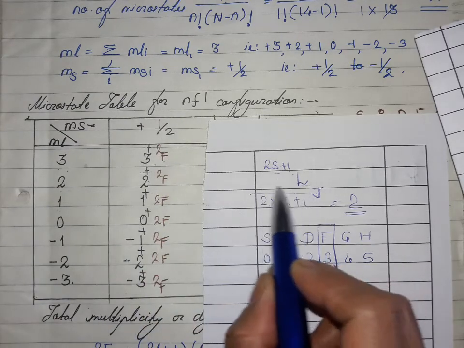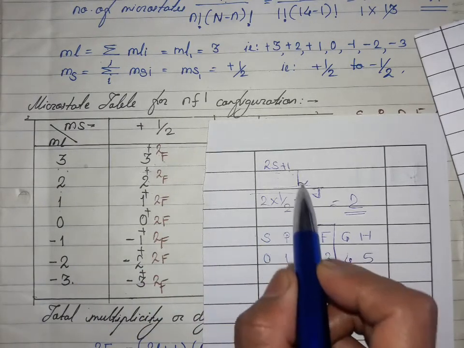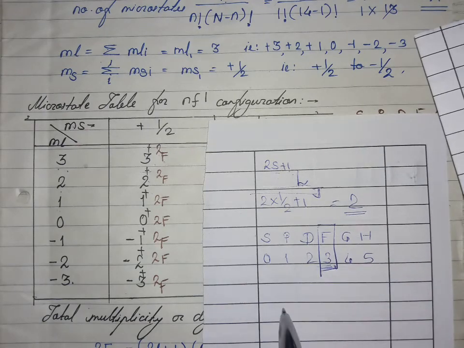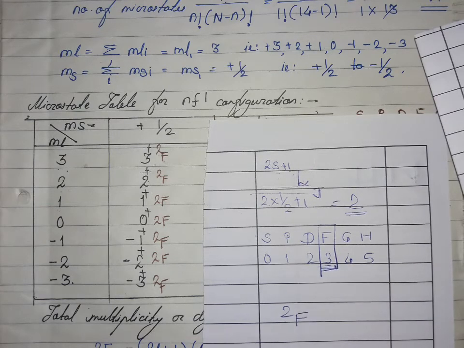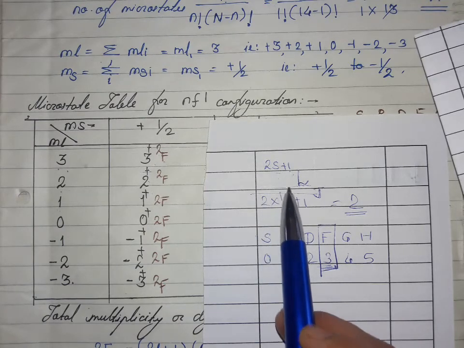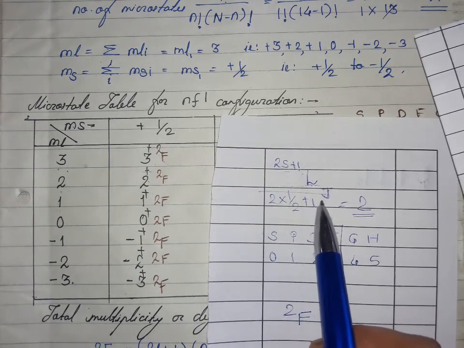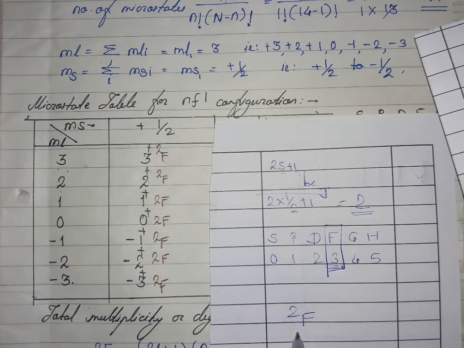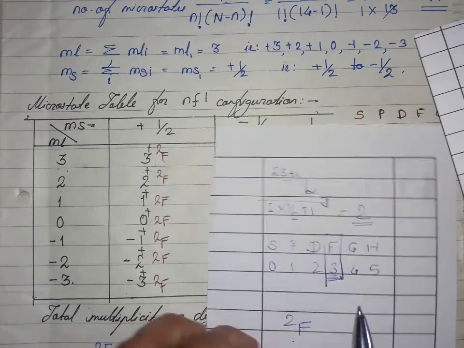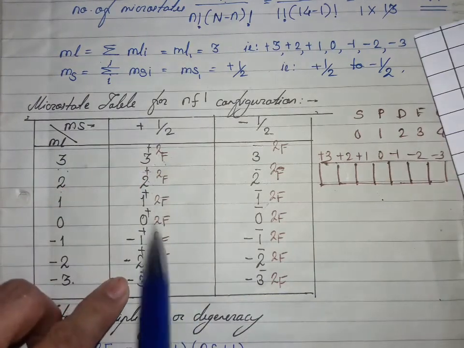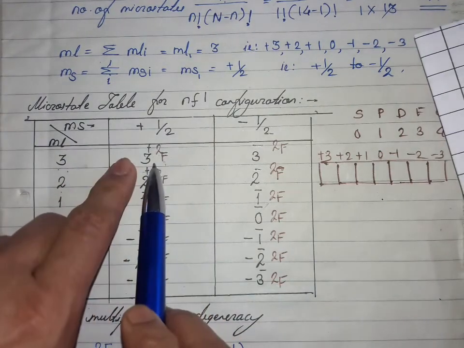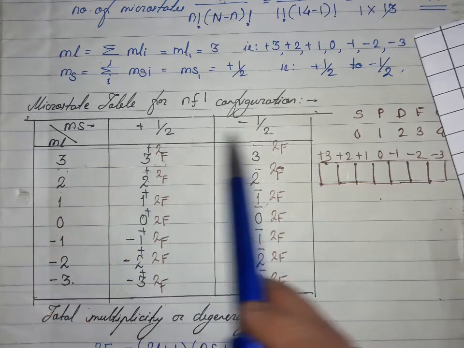So just write down term symbols, that is 2S plus 1 L. 2S plus 1 is doublet, and the L value for 3 is the F term. So it is doublet F. By using this 2S plus 1 L and J formula, we can calculate the ground state term. So write down the term, then put that term from top to bottom in this same line, and from left to right in the same line.